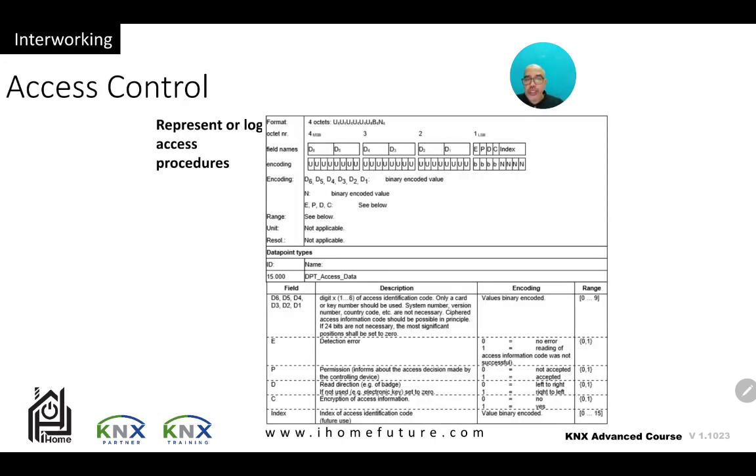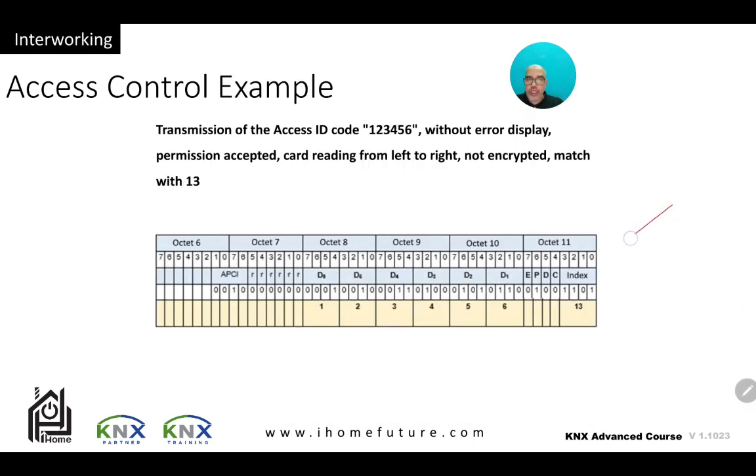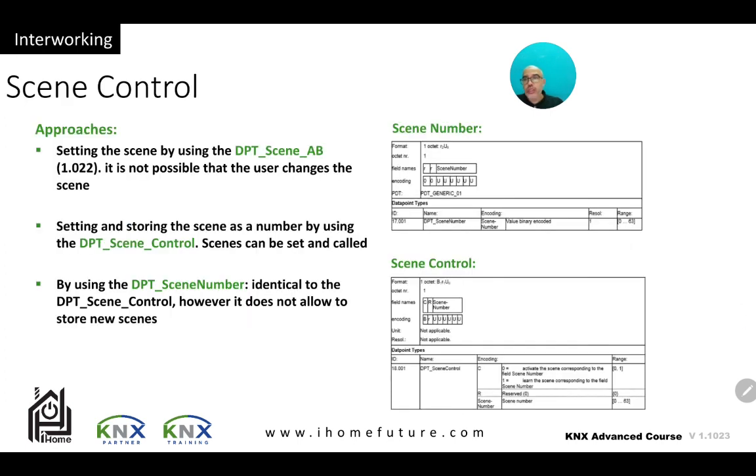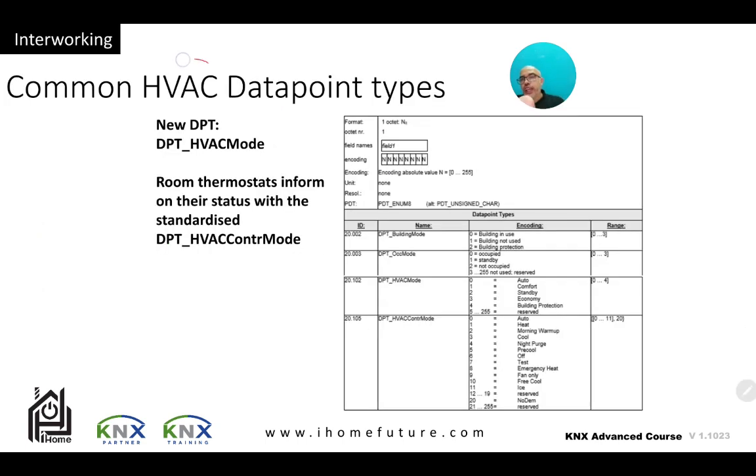Access controls will have their specific data point types described for them, and here you have an example for that. HVAC also. The scene controls also, I have 1 byte for them, if you recall. So if I have a scene control, I have 1 byte for scene control. HVAC will also have their own data point types. One of them is a famous one, the DPT HVAC mode, which describes the mode of the HVAC itself.